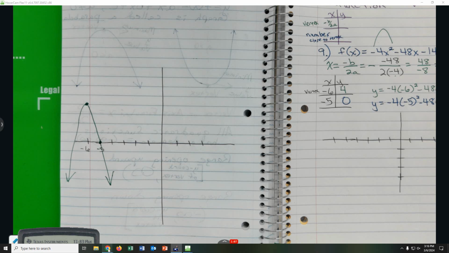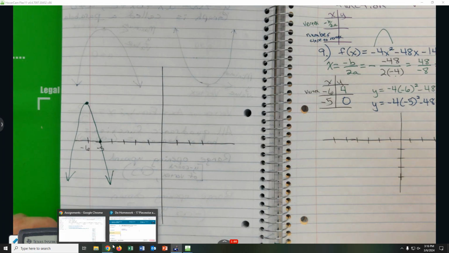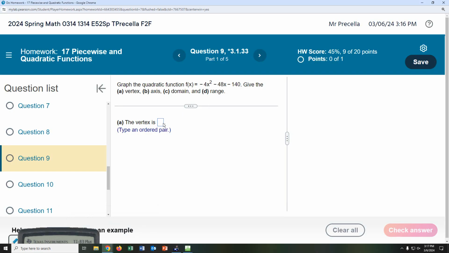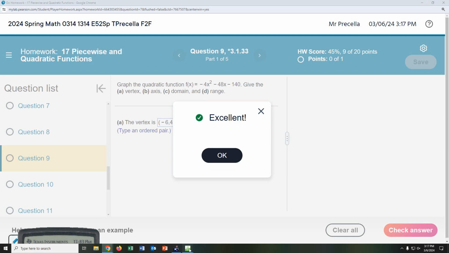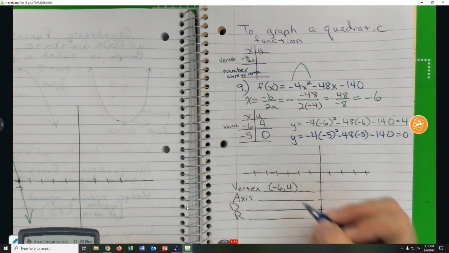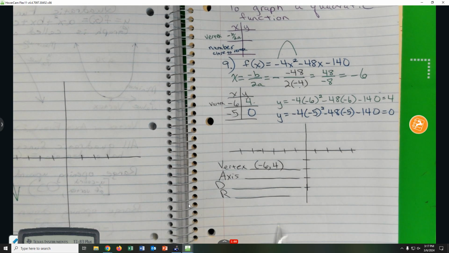Now let's start typing in. It says, what's the vertex? That's the first thing I've got to type in. Just ignore this grid. Vertex. Make sure you type an ordered pair. Axis. The domain. Range. Okay. The vertex was the ordered pair, -6, 4. We're going to write all this out before we draw the graph using the graphing tool.